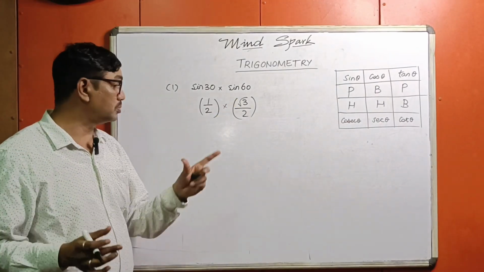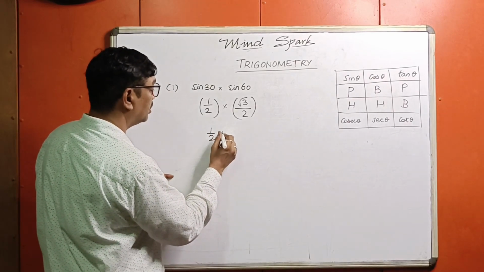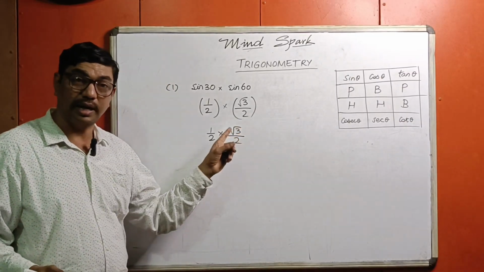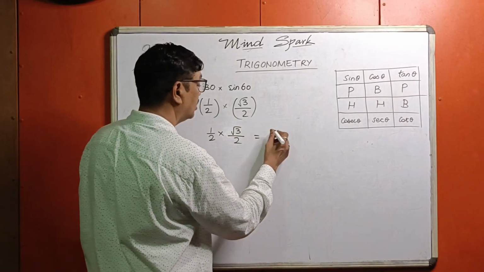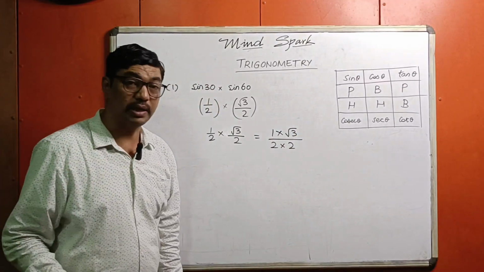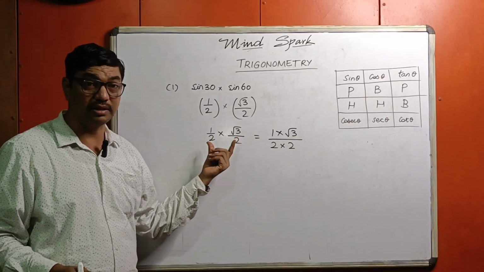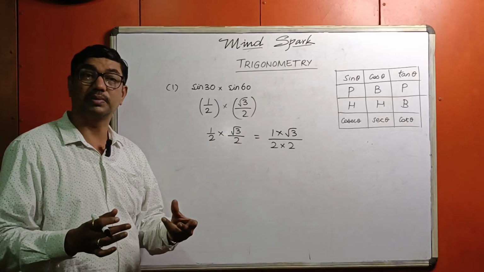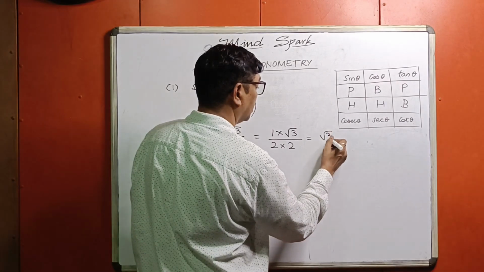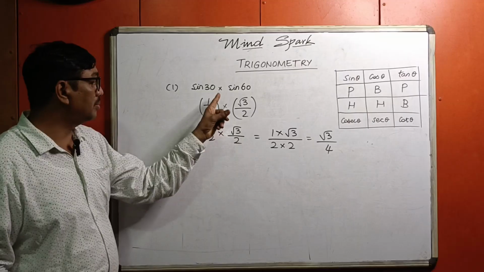Now when you multiply, these both are fractions. This is 1 by 2 into root 3 by 2. You have to multiply numerator with numerator and denominator with denominator. So you write 1 into root 3 by 2 into 2. Most children find it difficult to handle two fractions when multiplying. Then 1 into root 3 is root 3, and 2 into 2 is 4. This is how we should solve the problem when multiplication is there.